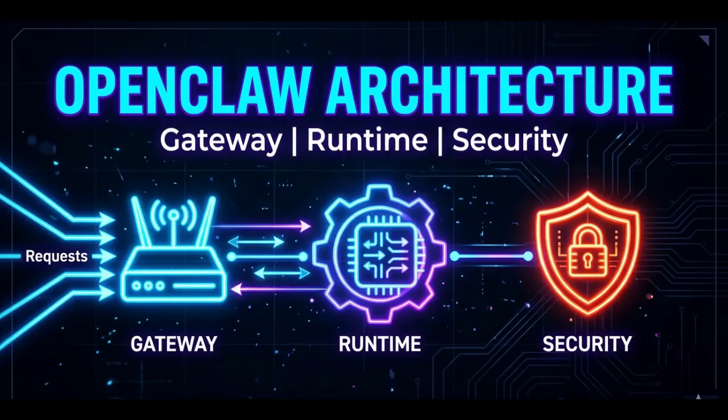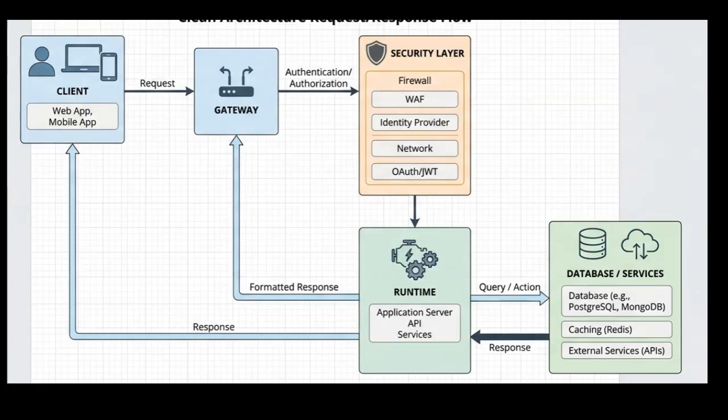So let's first understand the high level flow. In the high level flow we can see here the client sends a request and the gateway receives it, security validates it, runtime processes it, and the response goes back to the client. Simple but powerful. So let's deep dive.